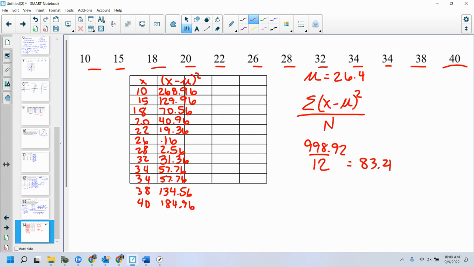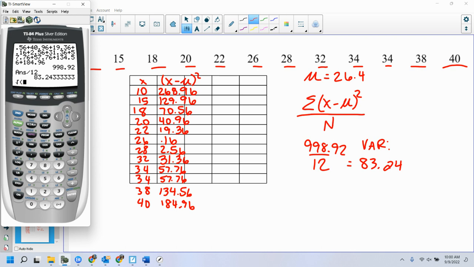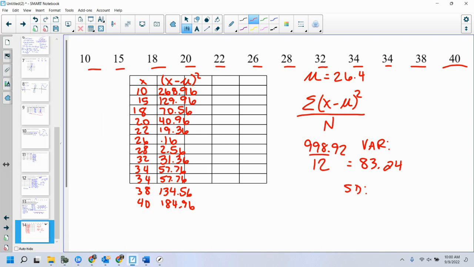83.24. Remember, that's the variance. And then if I wanted to find my standard deviation, square root that. Looks like it's about 9.12. Standard deviation is 9.12. Now look at it again. What's your mean? What's your standard deviation? Is it all falling relatively within there?